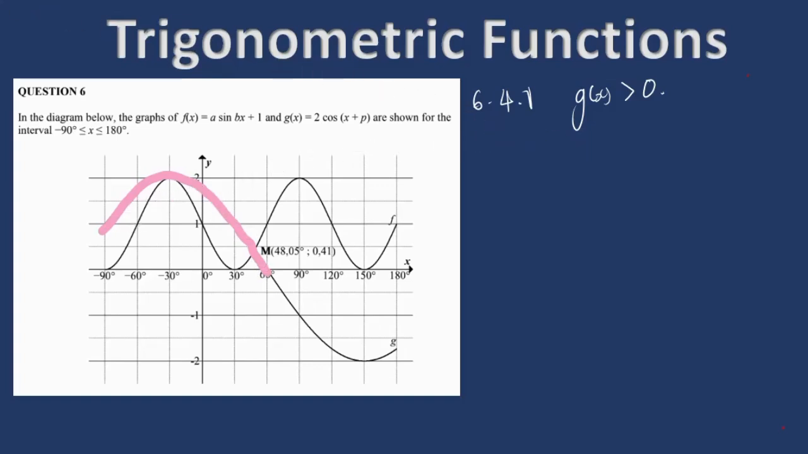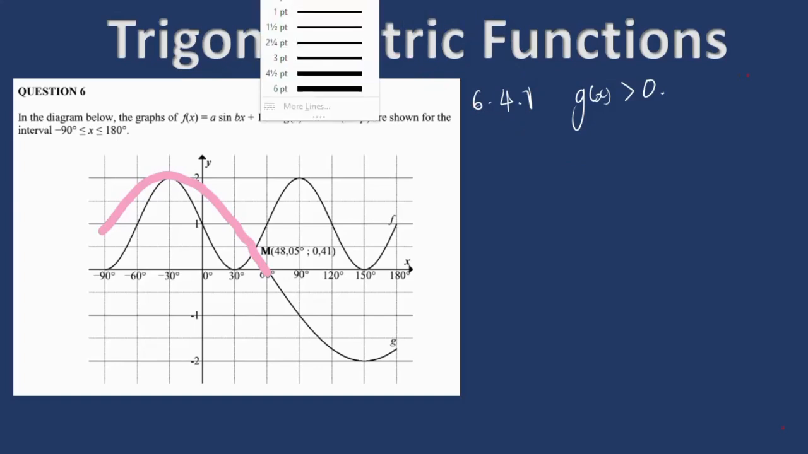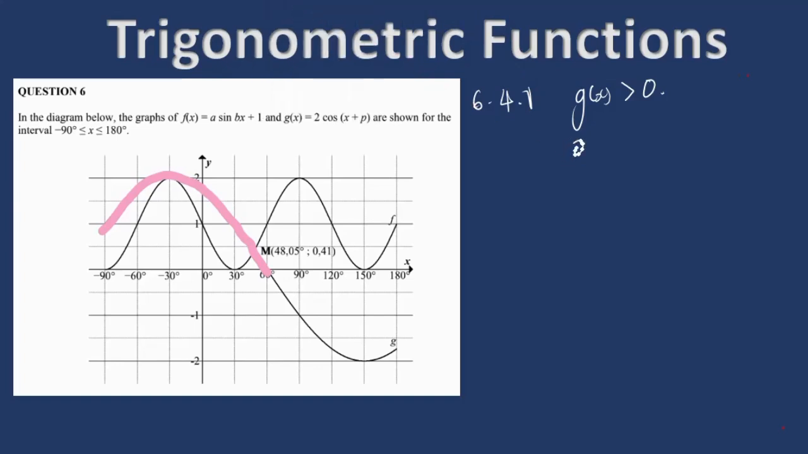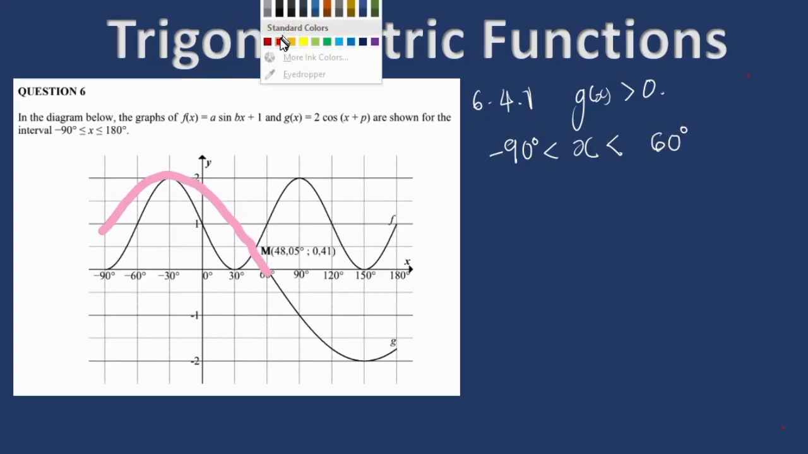So you put this now in terms of an inequality. You're going to say the parts whereby your x values represent a positive graph for G, they happen as follows. They happen from negative 90 degrees up until positive 60 degrees. And then you go back to the graph again. You interpret it. You go to 90 degrees.